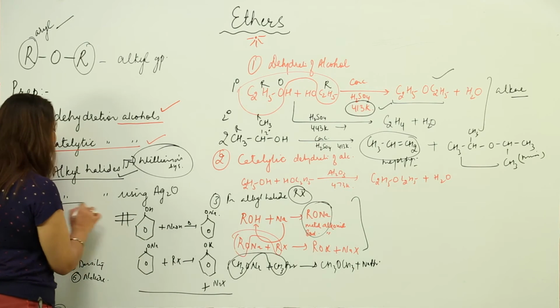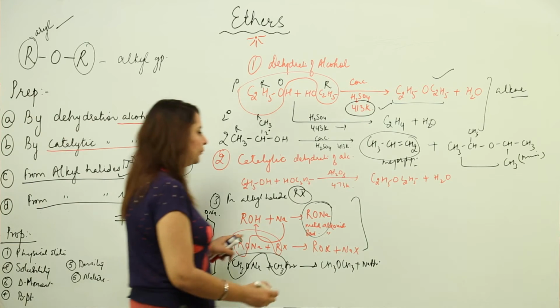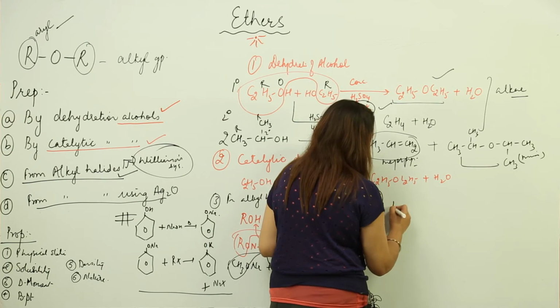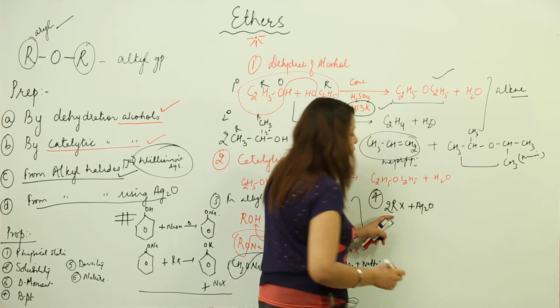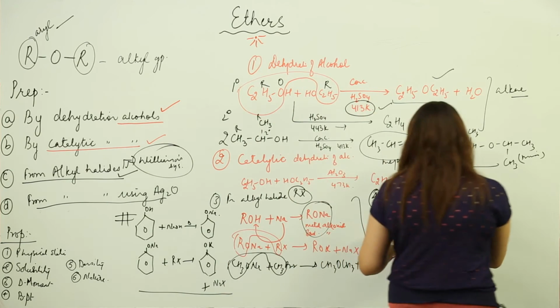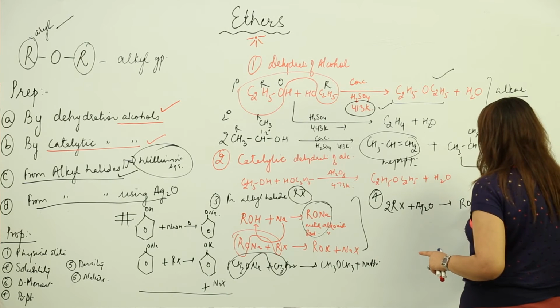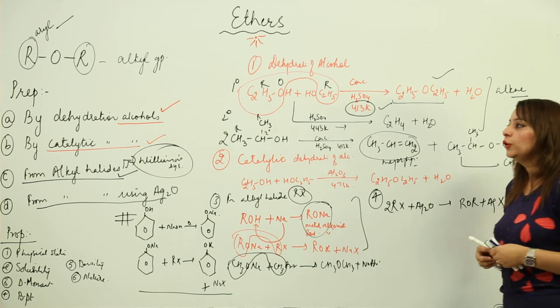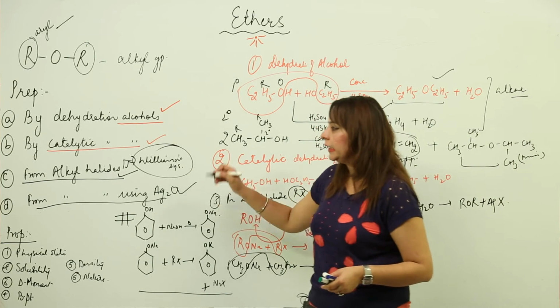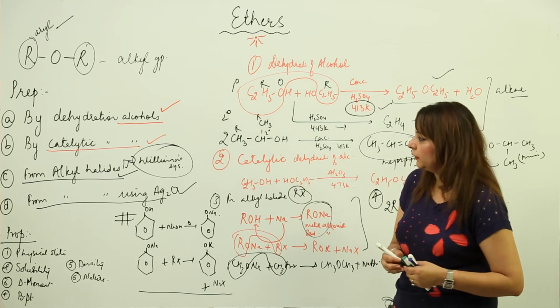Next is again from alkyl halide, by using Ag2O. How do we prepare from alkyl halide using Ag2O? Again we need to use 2 RX here. So it will particularly form ROR plus AgX. So this is how you are going to prepare ether by using either of the preparations.